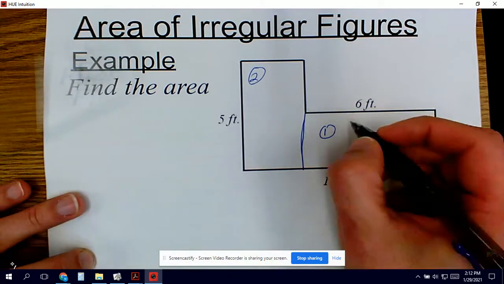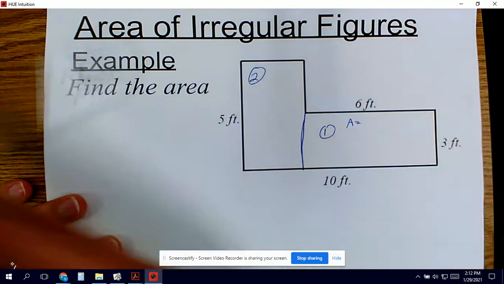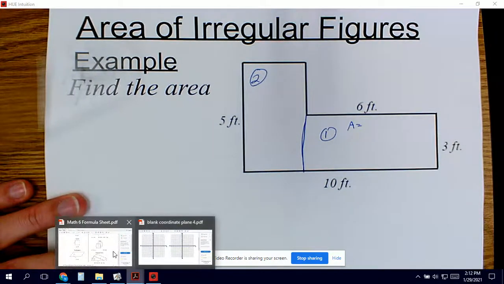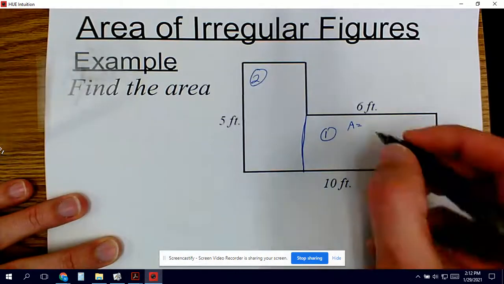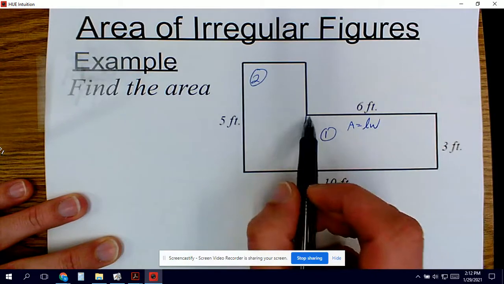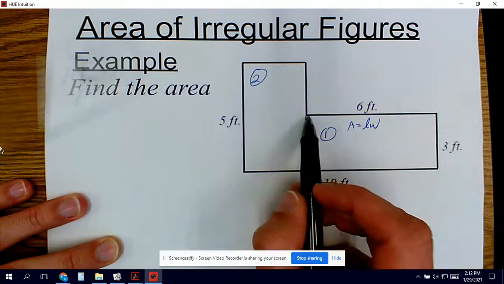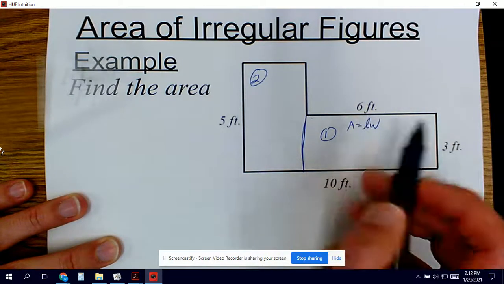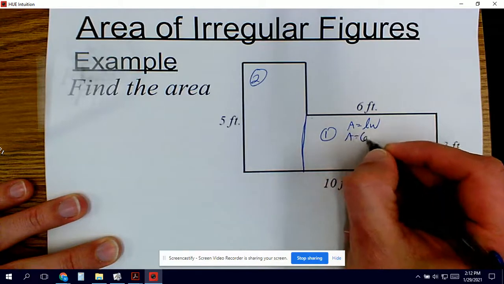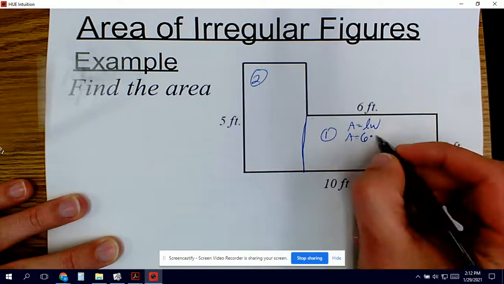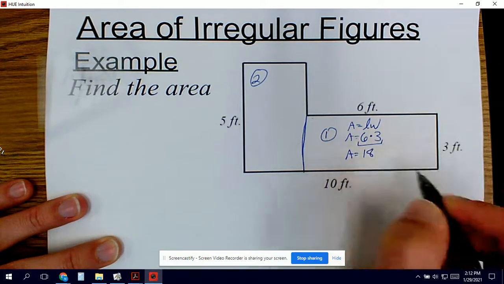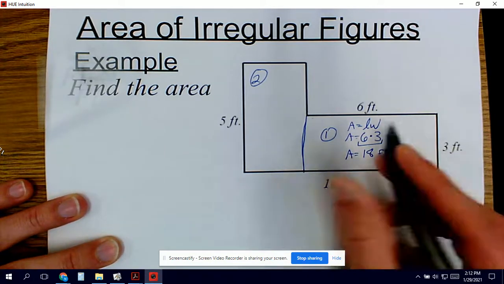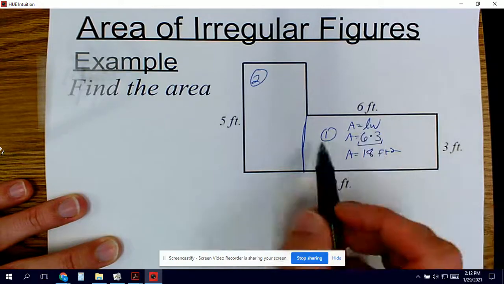Starting with rectangle 1, I know it's a rectangle. Your formula for area of a rectangle, you always have your formula sheet if you need it. Area of a rectangle, length times width. So here's our rectangle. The length is 6 feet and the width is 3 feet. So when I do 6 times 3, I get 18 square feet just for this one rectangle.